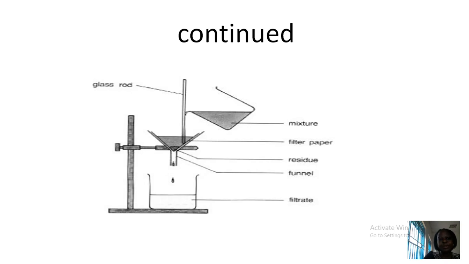Here is just a simple picture to illustrate that. We have a mixture of water and sand, and then we are pouring it on a filter funnel containing a filter paper. So the water, you can see it is in the beaker and it is colorless, which is the filtrate, and what will remain in the funnel where the mixture was will be the sand, which is the residue.